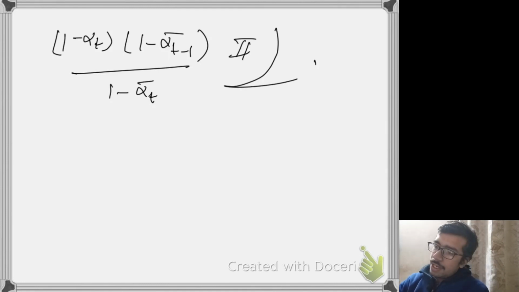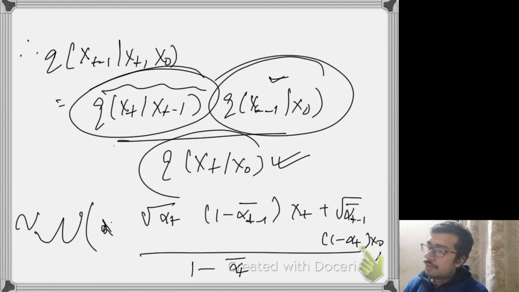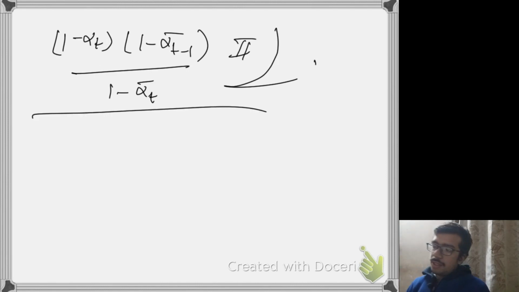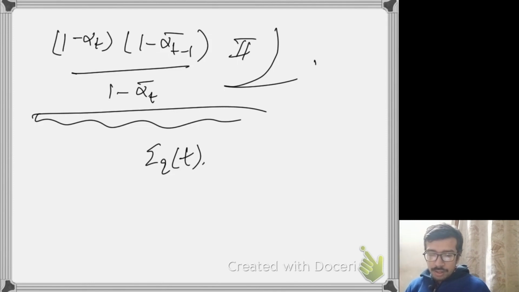So you'll have to just substitute the expressions for xt given xt minus 1, xt minus 1 given x naught, and xt given x naught, and what you'll get is that you'll still get a normal distribution for xt minus 1, but the mean is now dependent on both xt and x naught, and the covariance matrix is independent of xt and x naught. So this term I can also call sigma qt, right? This is the covariance term.